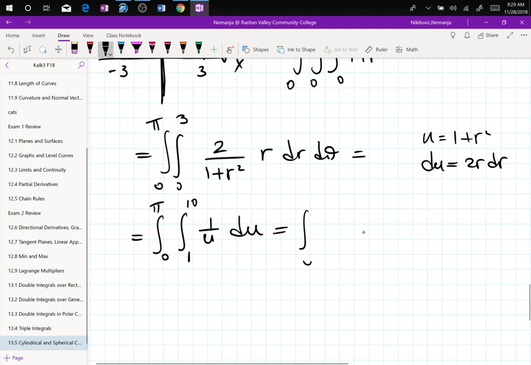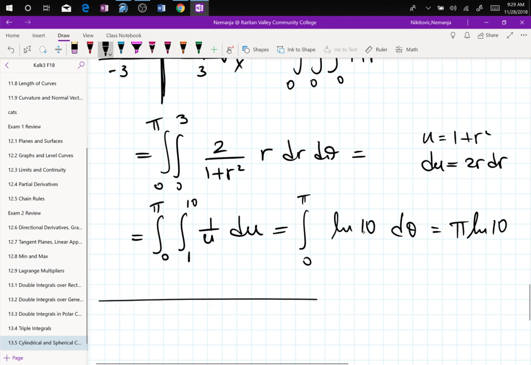So solve that. That's going to be ln 10 minus ln 1, which is 0, so who cares? d theta, and then pi ln 10. Yay. ln 10 is a constant. So theta is going to be pi minus 0. So it's just pi ln 10. That's cylindrical coordinates.